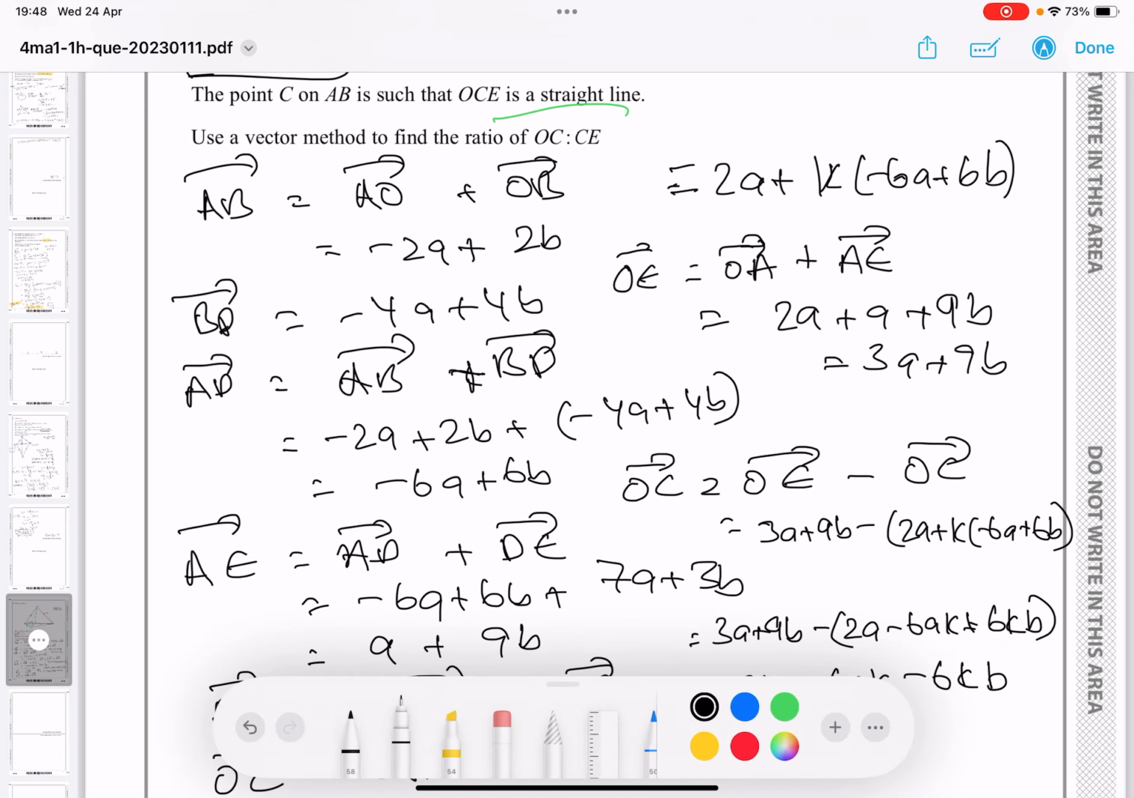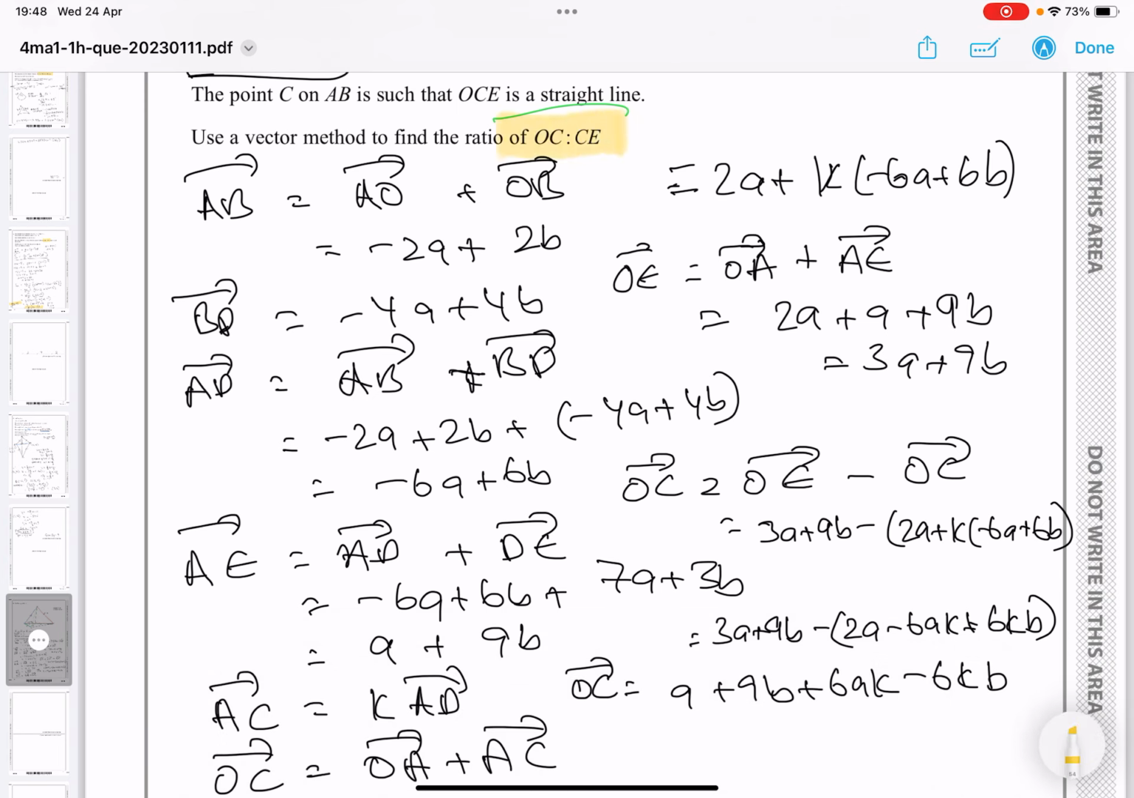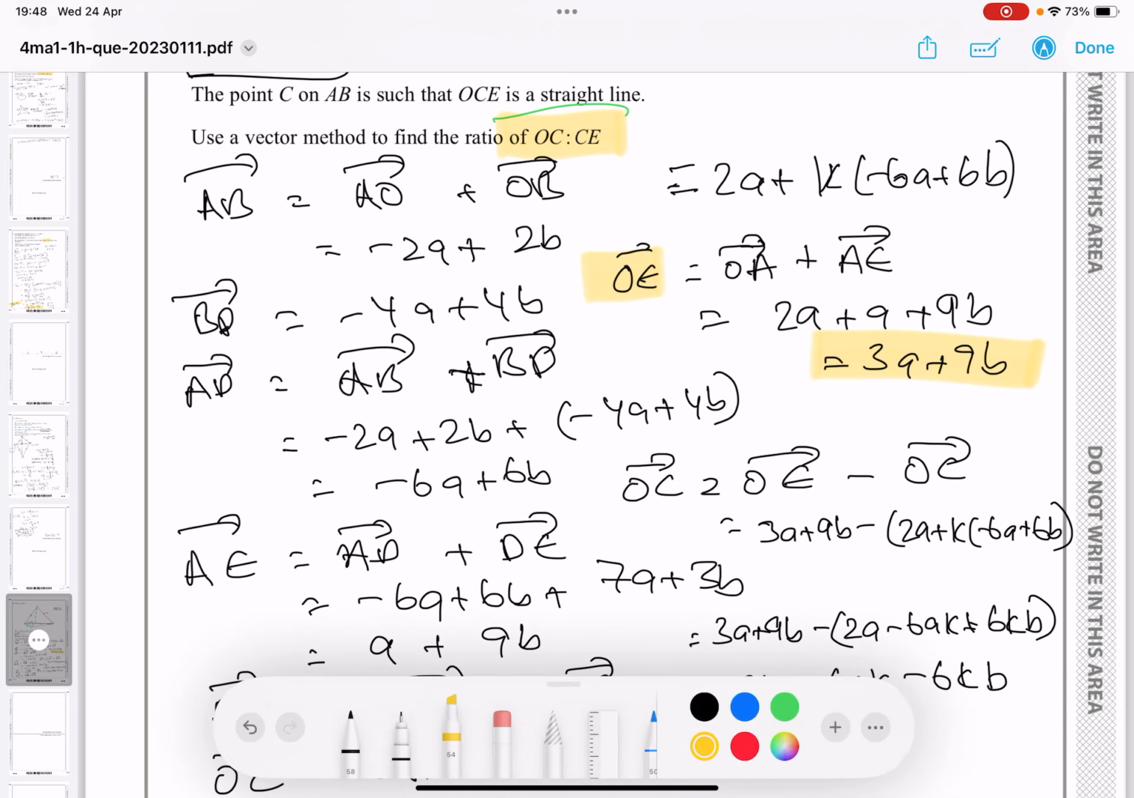So this is getting a bit confusing, so let me highlight the two vectors that we need to find the ratio. We need to find the ratio of OC to CE. So OE is 3a plus 9b. Sorry, we don't need that. We don't need that.